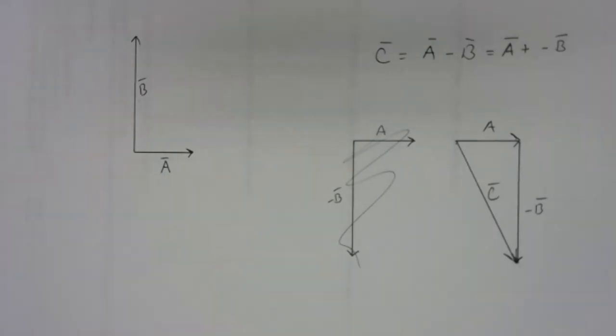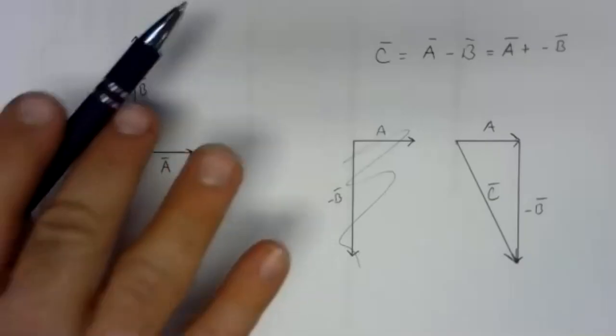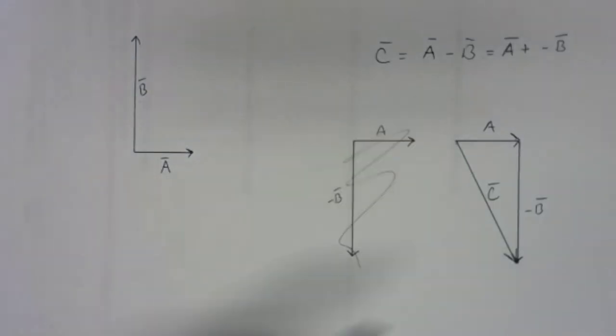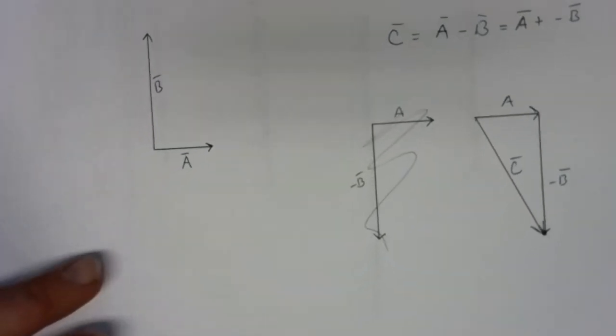Now compare that to what we got with A plus B. When we did A plus B, that was up and to the right. This is down and to the right. So it's A, then minus B, B pointing down. Let's try another one of those.